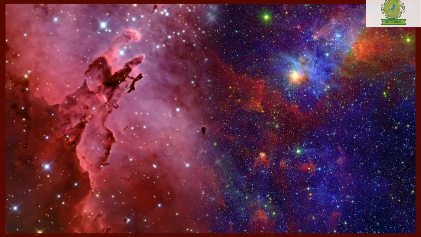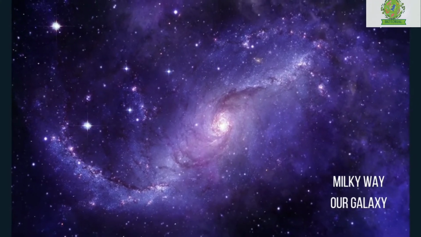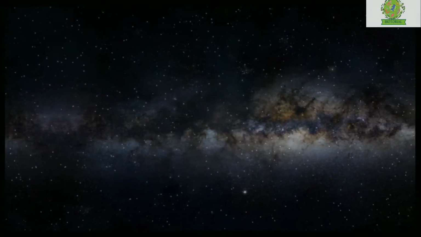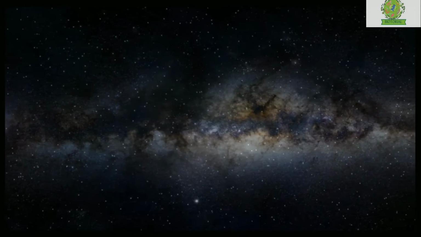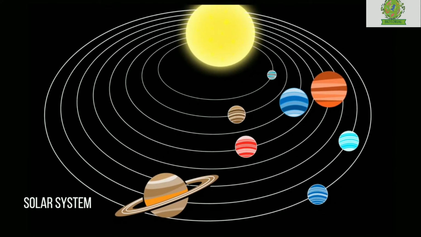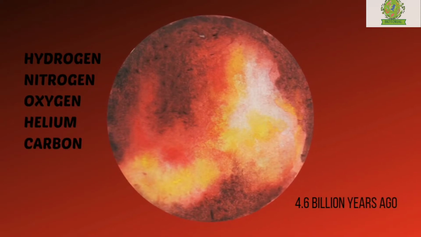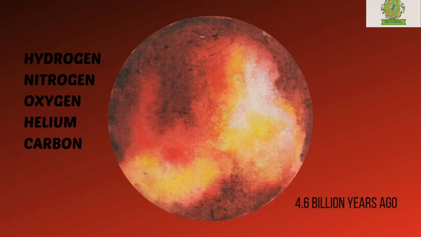Now, amongst these galaxies, there was our own galaxy, which is known as the Milky Way. This beautiful galaxy has a star which is known as the Sun. This star has 8 planets revolving around itself, and on the third number is our Earth. Earth was formed 4.6 billion years ago, and at that point of time our Earth was a really hot ball.